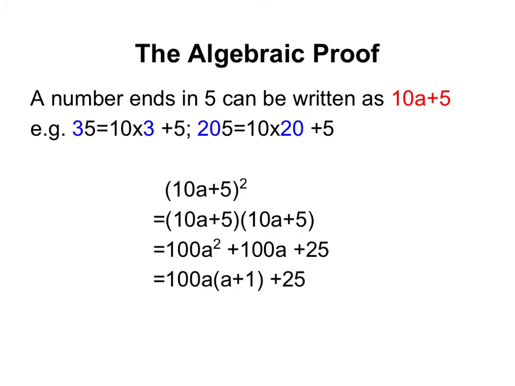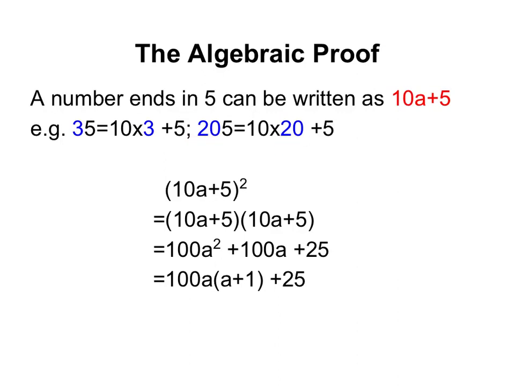A number that ends in 5 can be written as 10a plus 5. Now, what do I mean by that? Let's take a look at some examples. For instance, if I have 35, I can write it as 10 times 3 plus 5, because 10 times 3 is 30, and 30 plus 5 is 35. Or if I have 205, this number also ends in 5, then I can write this number as 10 times 20 plus 5. Do you see that? 3 here, 3 here, or 20 here, 20 here.